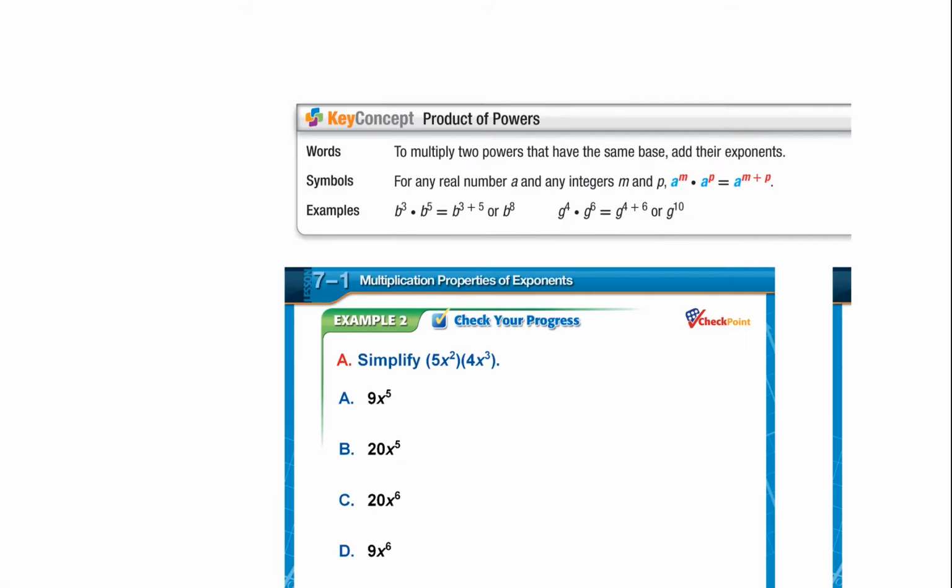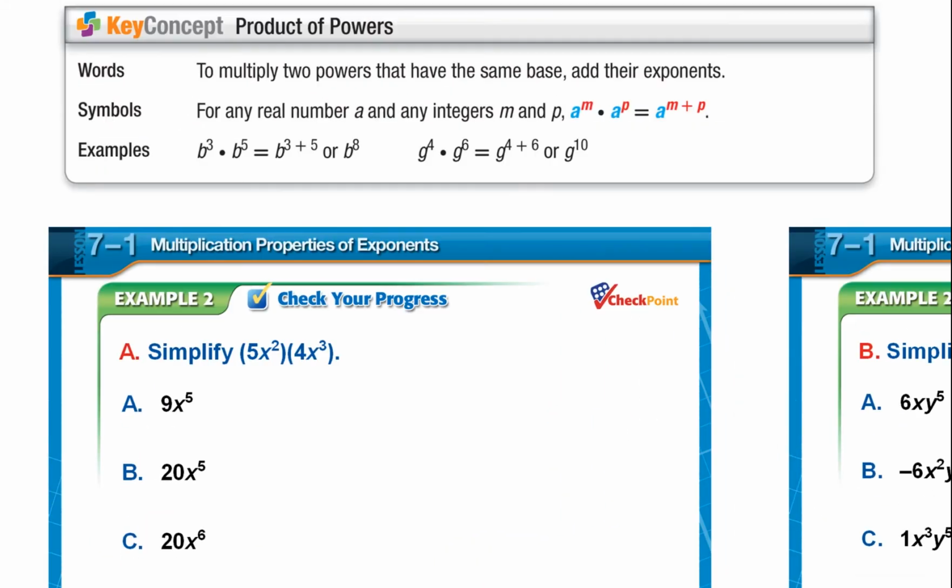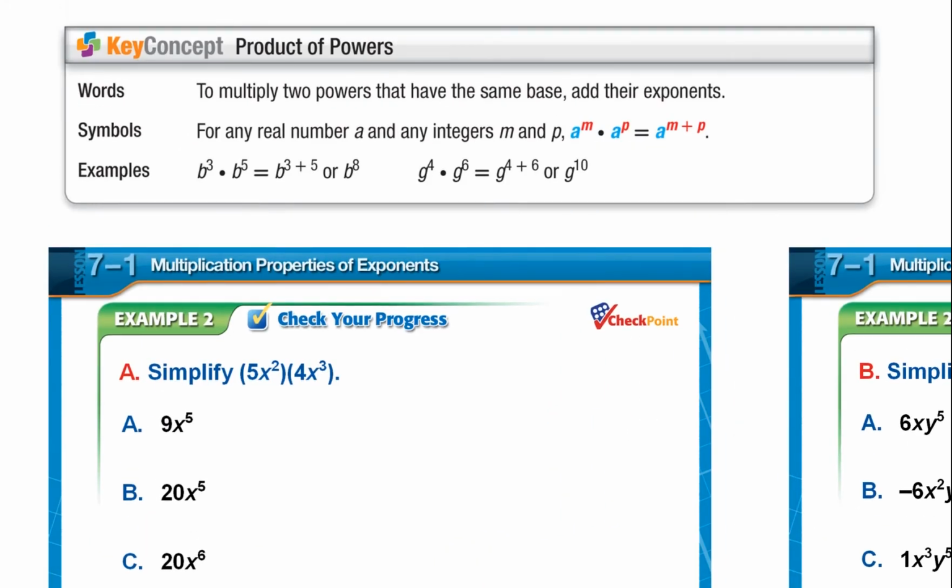Okay, what about these multiplication properties now? The first one, product of powers. To multiply two powers that have the same base, add their exponents. Okay, key thing, base. So if I am multiplying two numbers and they have the same base but different exponents, I can just add those exponents. So kind of multiplication turns into addition is one way to think of it.